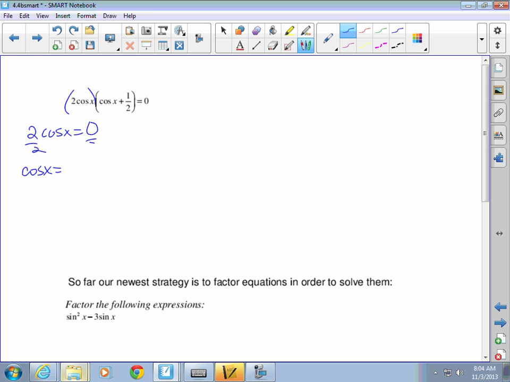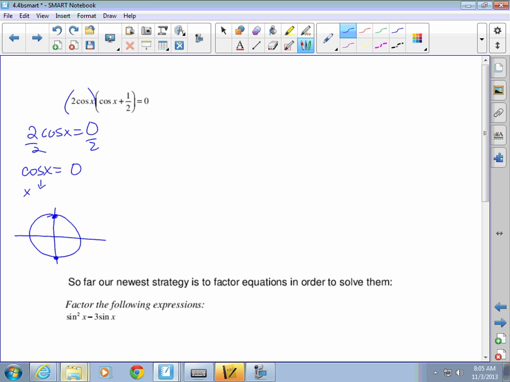0 divided by 2 then is just 0. So where is cos x equal to 0? Again, cos is the equivalent of my x coordinate, so I know I'm using my unit circle. And for it to be equal to 0, where my x is 0 would be right here and right there.